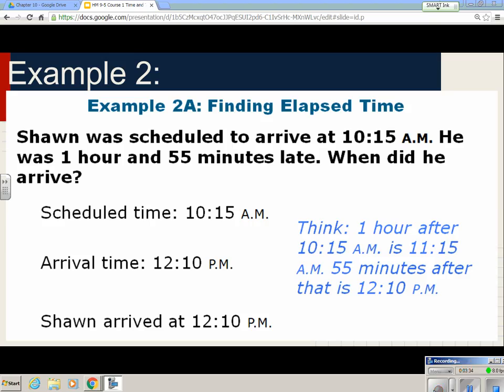Okay, we're here with an example. Sean was scheduled to arrive at 10:15 a.m. He was 1 hour and 55 minutes late. Too bad for Sean. When did he arrive? He's supposed to arrive at 10:15 a.m., and it was 1 hour and 55 minutes late. So now you can round 1 hour and 55 minutes up to 2 hours, and that'd be really easy to add on to 10:15. It'd be 12:15. And then, since I rounded it up by 5, I have to take off 5. And there's our answer, 12:10. That's when he arrived.